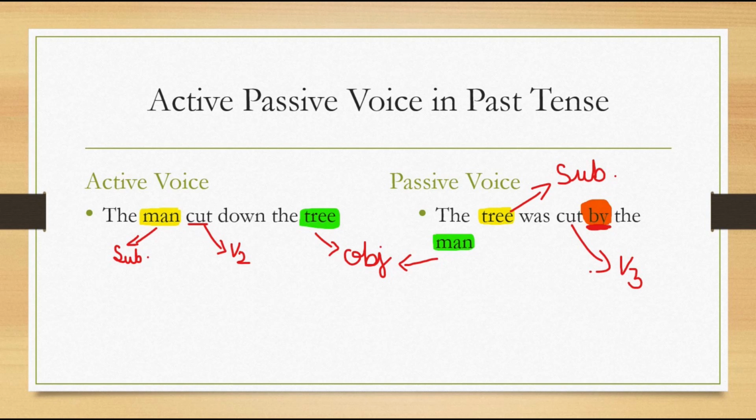Now, to keep it in the past tense, do not forget to add the supporting verb. Why do we need a supporting verb? Because it helps you to identify it's a past simple, it's a past continuous, or a past perfect tense. In this case, it's a simple past tense. So, you will use the supporting verb was. The tree was cut down by the man. You have maintained the tense. It's a simple past tense.